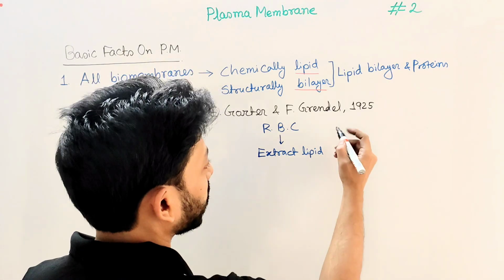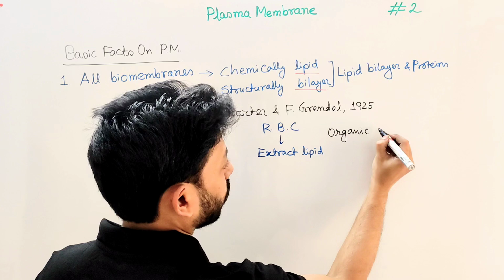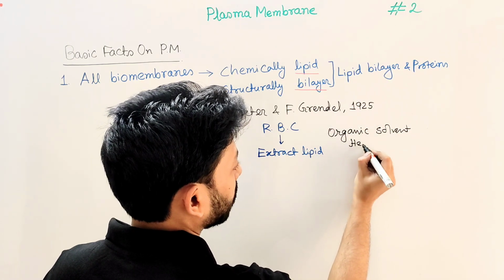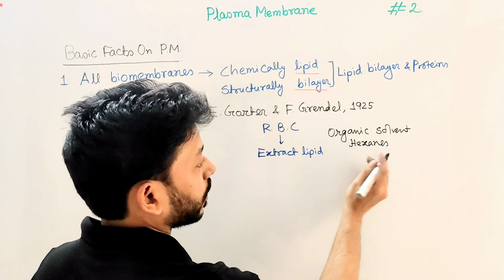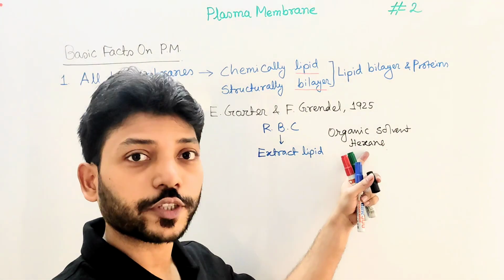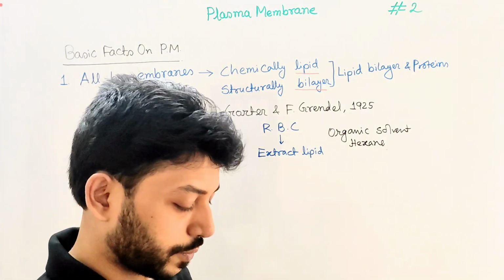They used an organic solvent, like hexane. When they evaporate the organic solvent, the hexane, they get the lipids that were extracted from the red blood cells.